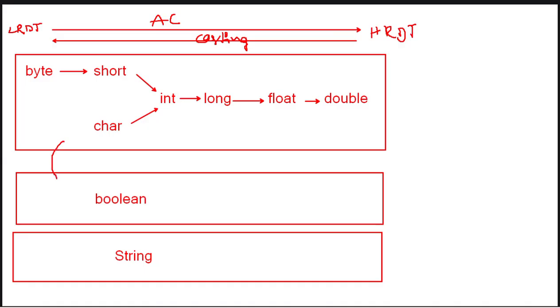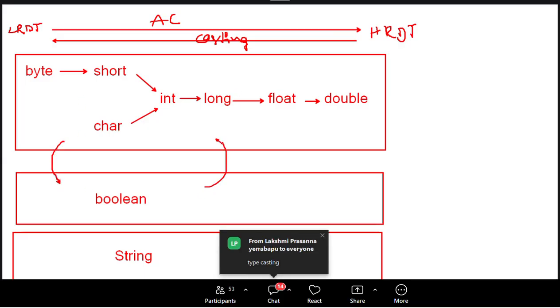If you try to do conversion of any of these 7 types to Boolean, or Boolean to any type, the compiler will throw an error. Same way, any type to string, or string to any type, also leads to what? Compile time error. Can casting also work? No. Casting will not work. Assignment also will not work.